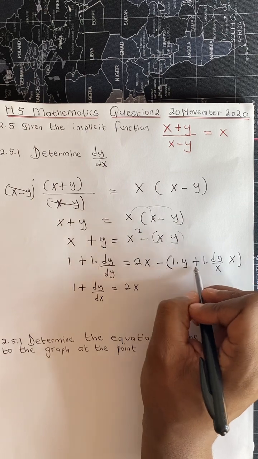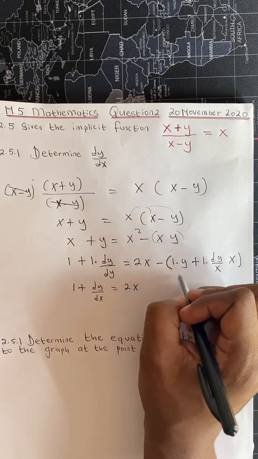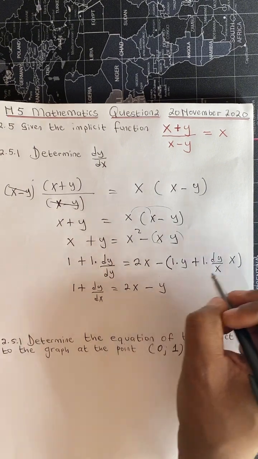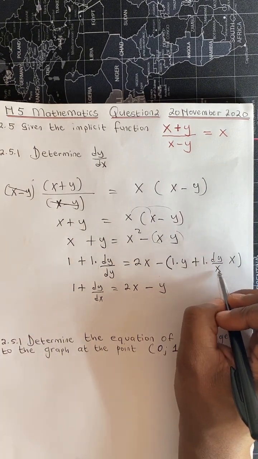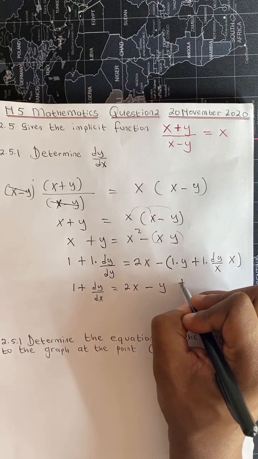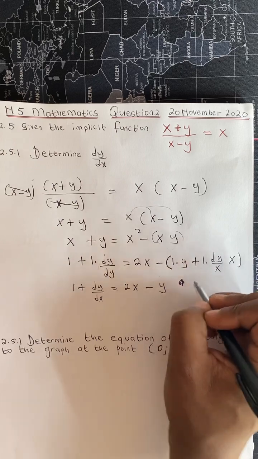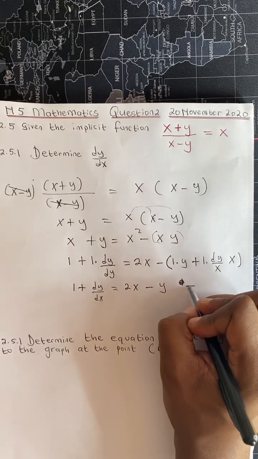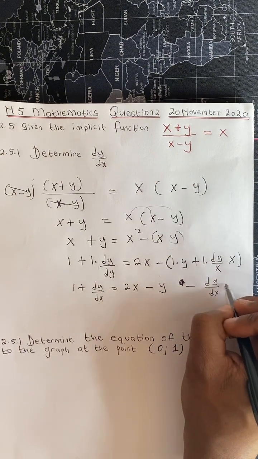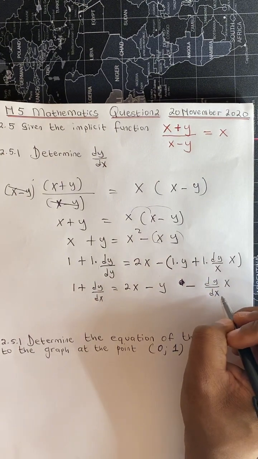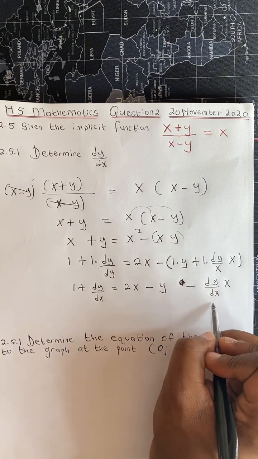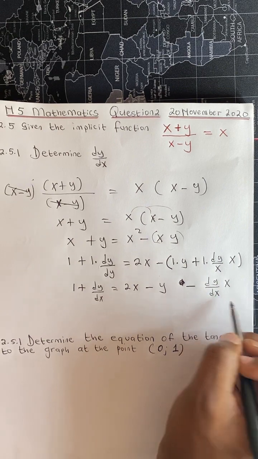So we distribute this negative inside the parentheses. 1 multiplied by y will be negative y. And on this side, 1 multiplied by dy over dx will be dy over dx. And we also have that x, okay? So this negative multiplied by that positive will be negative dy over dx, multiplied by x. So from here we group anything which has dy over dx in one place and the terms which don't have dy over dx in the other place.